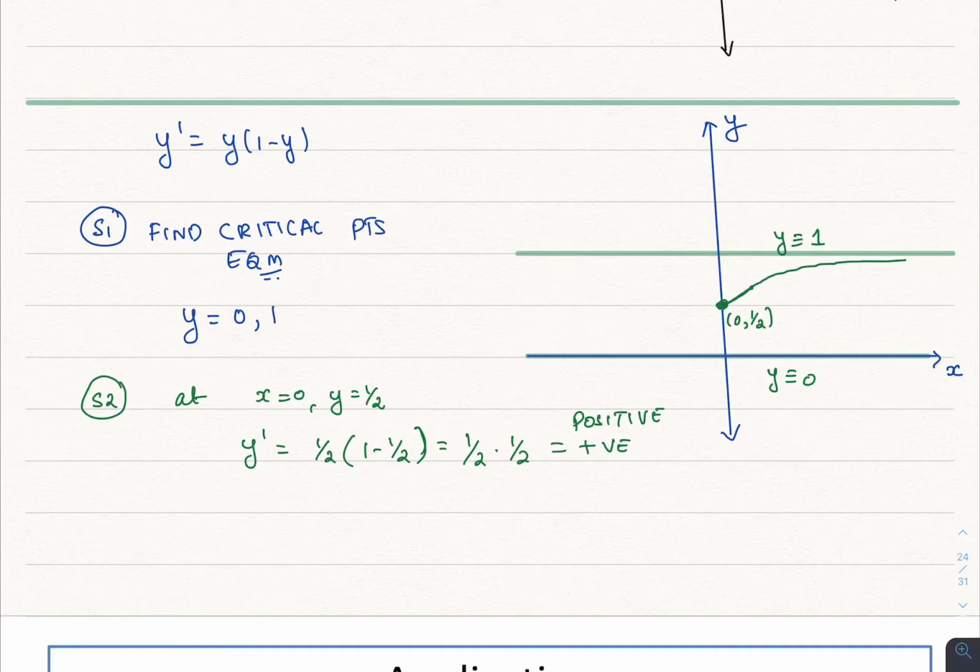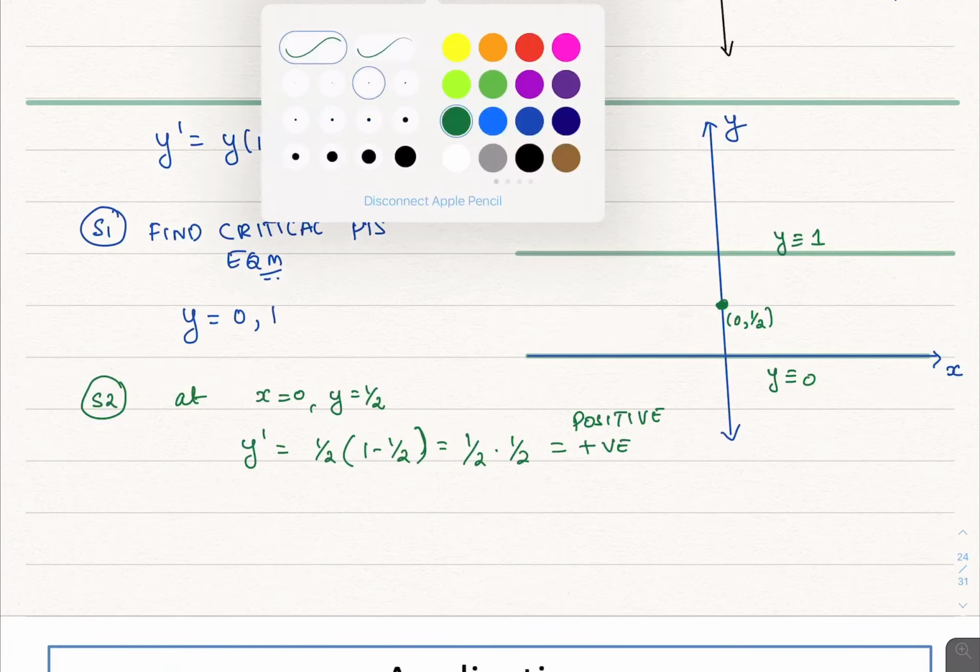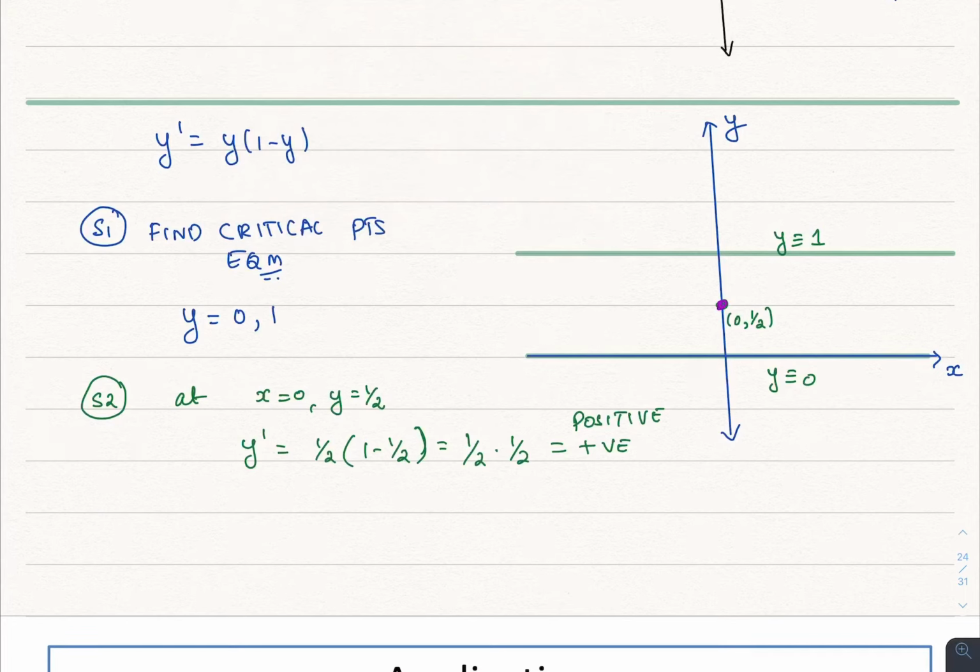The question is, can it ever go this way? Is it possible the solution can intersect? It won't intersect. That would violate Picard's theorem, so that will never happen. Which means the solution is going to keep on going this way. On the other side, it's going to go that way. Let me choose a different color so you can see it better. The solution that starts right here is going to go like this.